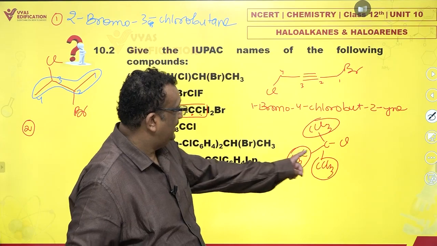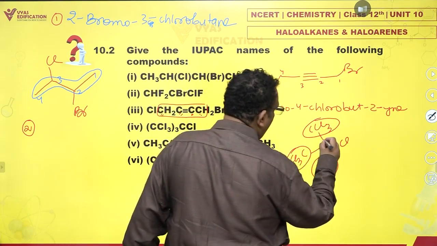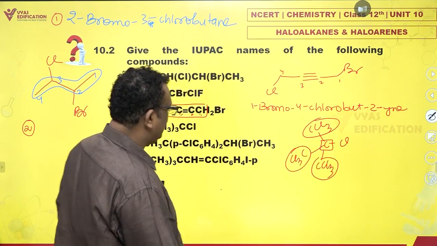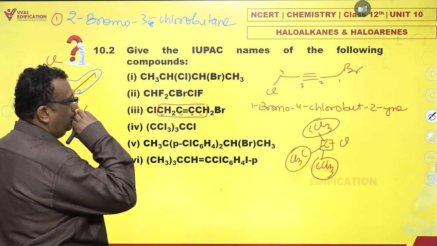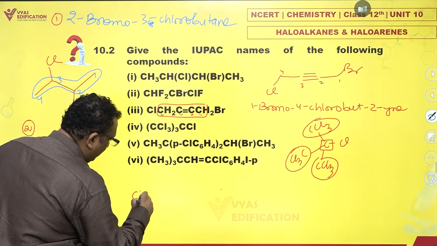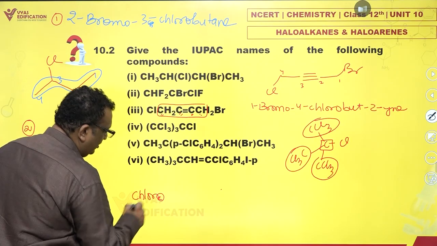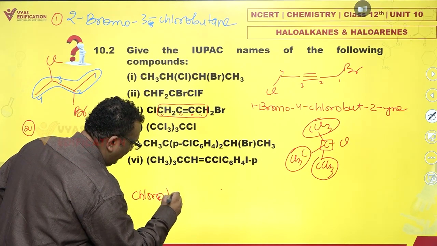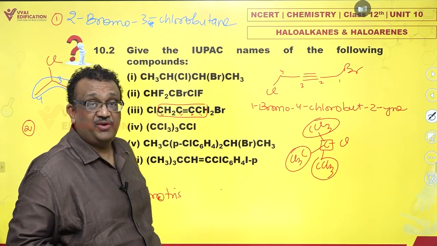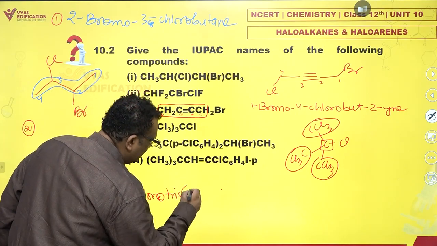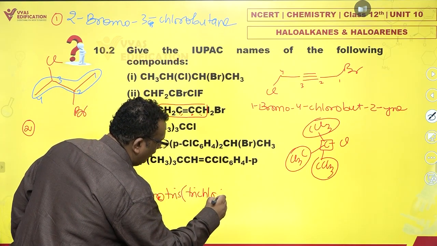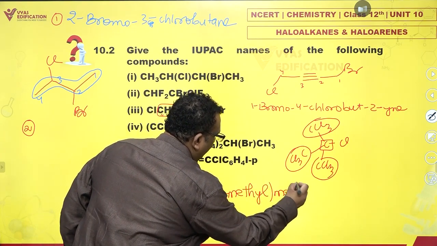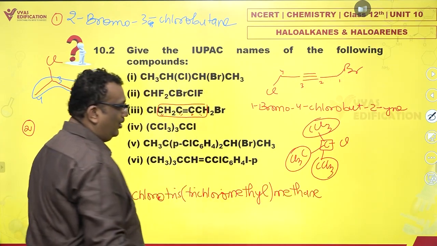Very beautiful name. Parent chain is only 1 carbon. So this is methane, chloromethane. So this is chloro. Why? Because of 1 Cl. And then you have 3 groups. Chloro. Then I will have tris. Why tris? I will just tell you shortly. This is trichloromethyl methane. Oh my God, that's very dangerous.